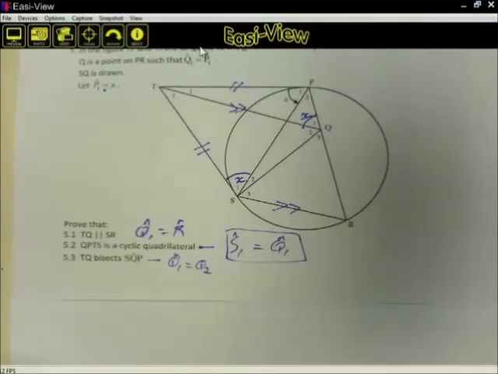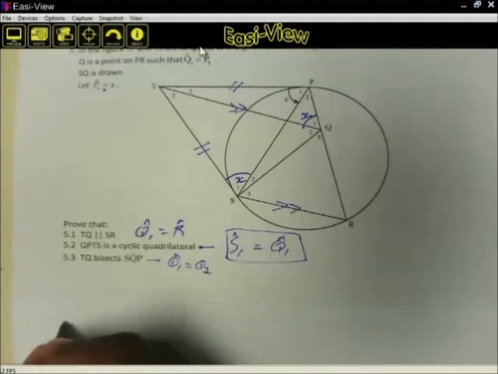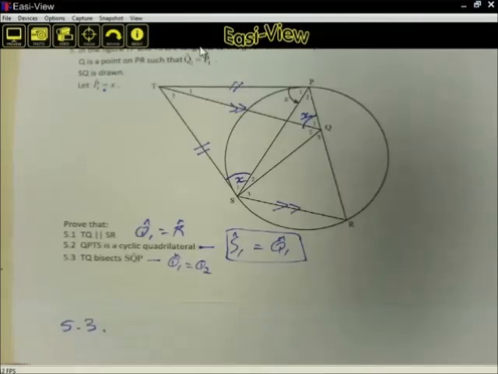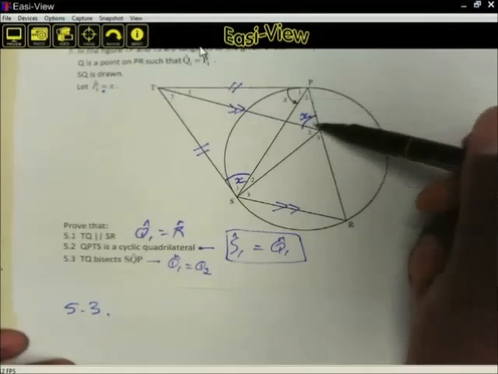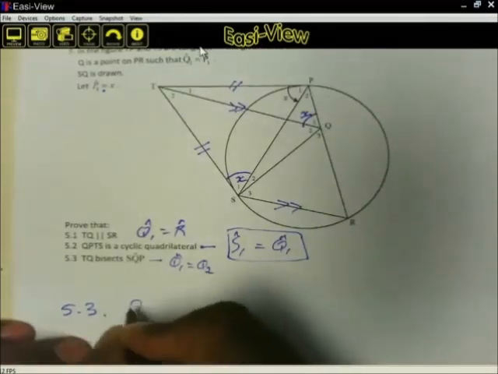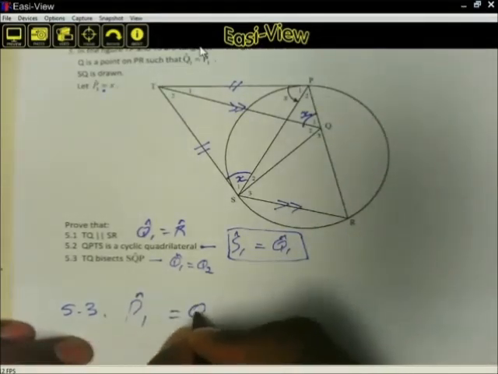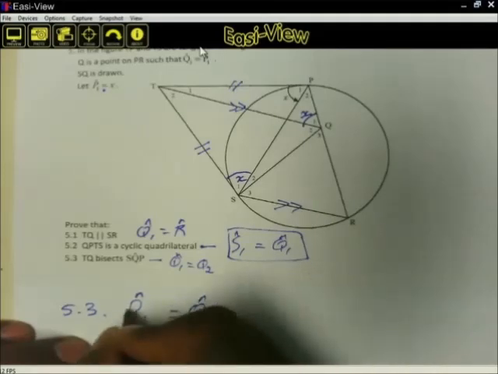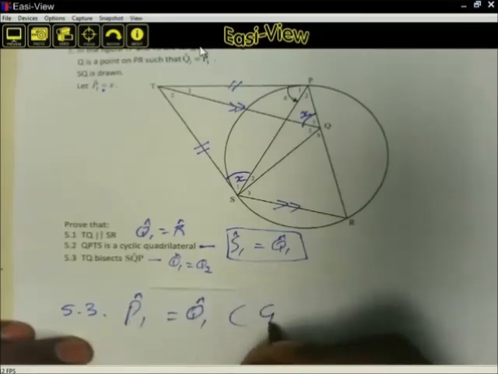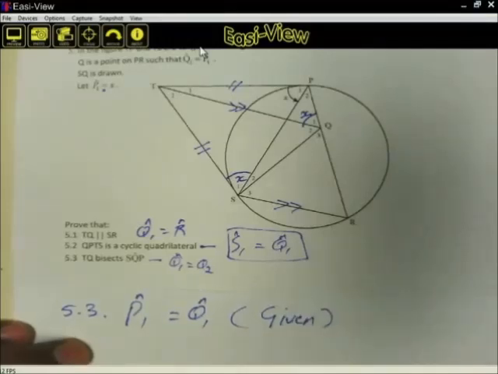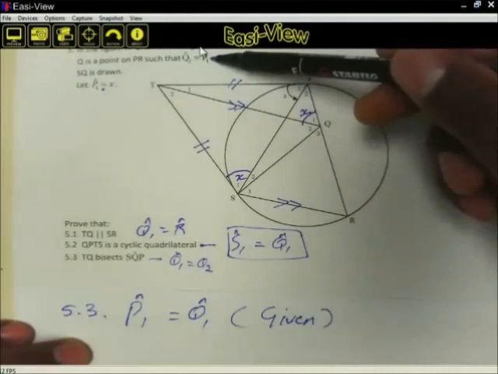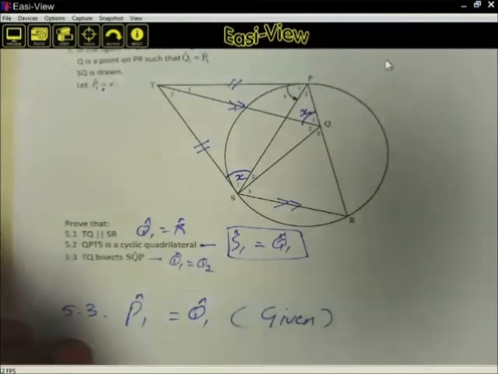Now, let's apply. Let's prove. It's 5.3. We want to prove that Q1 is equal to Q2. Look for angles that are equal to Q1. P1 is equal to Q1. This was given. Remember, here: P1 is equal to Q1. This was given.